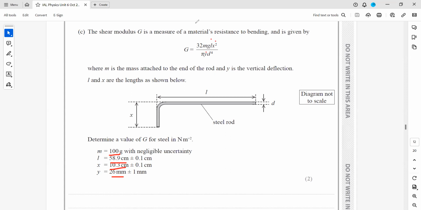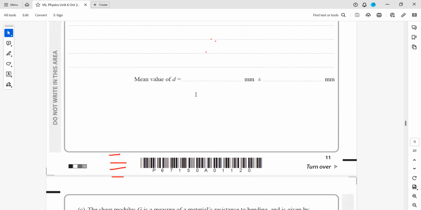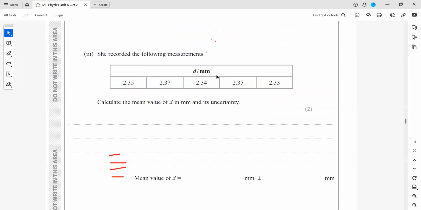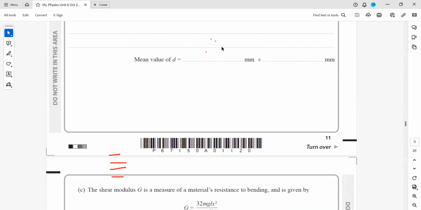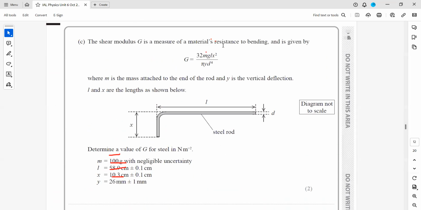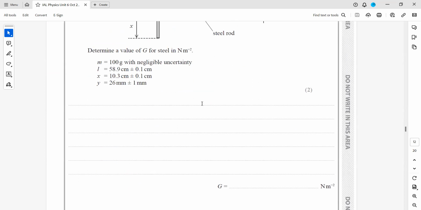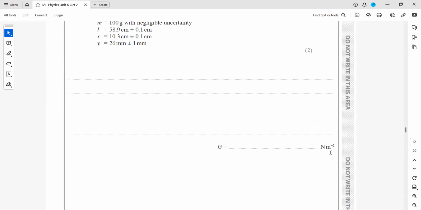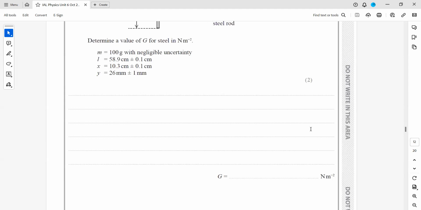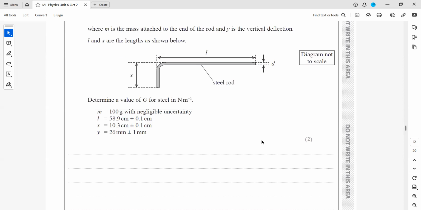And then the value of D, the mean value of D, that was in millimeter. Again, we'll convert into meter and we'll get the value for G, in Newton per meter square. So the only thing you have to do is a unit conversion and then substitute in the formula.